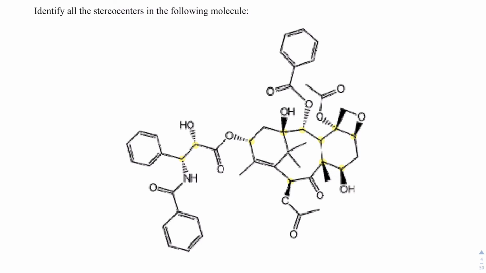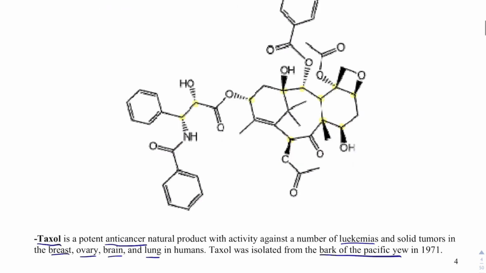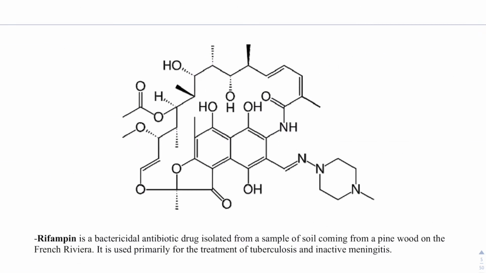This carbon, let me make sure I didn't miss any. Okay, I think that's good. Okay, now we're going to do the same thing here. Rifampin. Okay, let's draw these chiral centers. So go ahead, pause the video and see if you can find all the chiral centers. Again, that's where a carbon has 4 different groups attached to it.